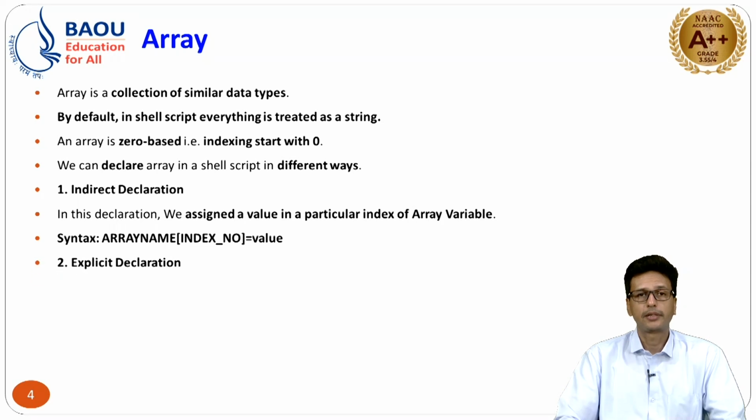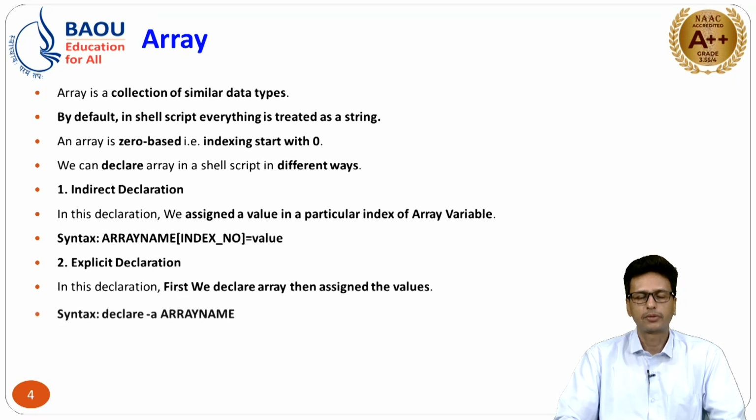Then the second is explicit declaration. Here first we declare the array, and then you assign the values. For that you need to use the command called declare, and then the option -a. So you can see the syntax is declare, then option -a, and then the array name. Here only the array name is given, and then whatever values you want can be put in that particular array, right? That is another way.